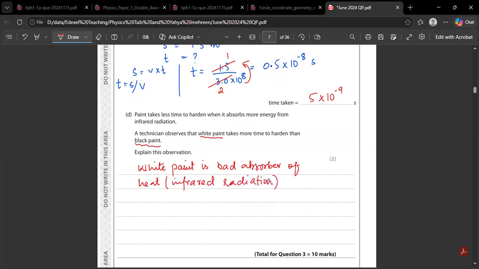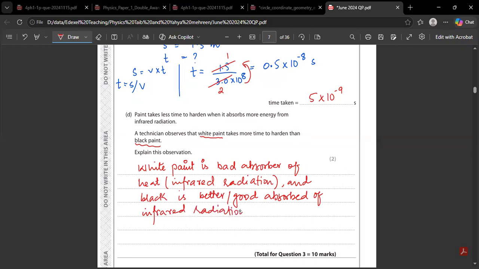Be very specific, okay? Write a very specific answer. That would be incomplete if you write white paint is a bad absorber. Bad absorber of what? You have to mention it, okay? Infrared radiation. White paint is a bad absorber of infrared radiation, whereas black is better, or we can say a good absorber of infrared radiation.